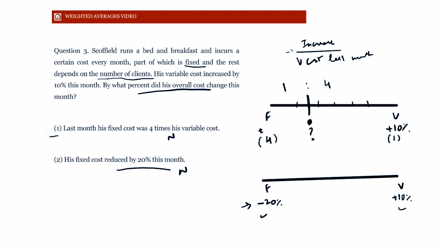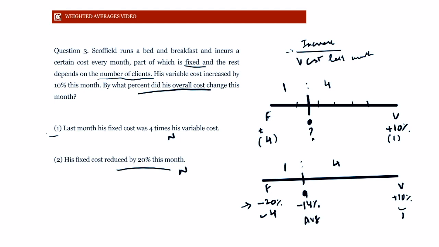Now we put them together. So we know that fixed cost is a 20% decrease, and variable cost saw a 10% increase. We also know that last month, the ratio of the fixed cost to variable cost was 4:1, which means that the average divided this distance into 1:4, and that gives us the value of the average. Do we really need to calculate it? No, not at all. But if we want to, this distance between F and V is 30, right? From minus 20 to 10, that is a 30% difference. We split it into five parts, which means 6% each. And the average is one part ahead of F, which means an additional 6% over here. So the average is minus 14%.